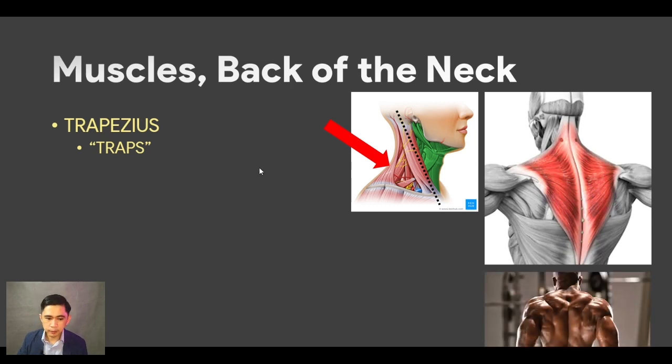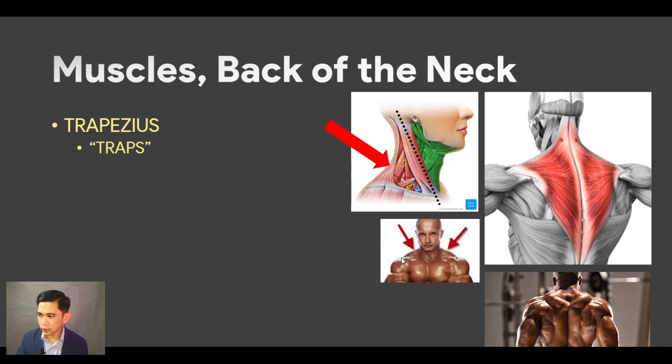So some people have very well-developed traps, just like bodybuilders. See this one? These are the traps. And not only is it more seen, or more obvious, in the back, but some bodybuilders want to have very well-developed traps so that they may have a good shape when looked at from the front. Okay, this one.